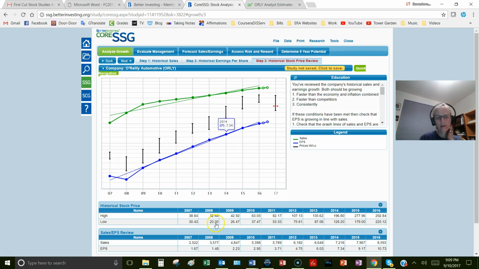Once again, there's the history. Here's the stock price history down here that's written, that goes with these black lines. And then also sales and earnings per share history. So that's kind of an overview.